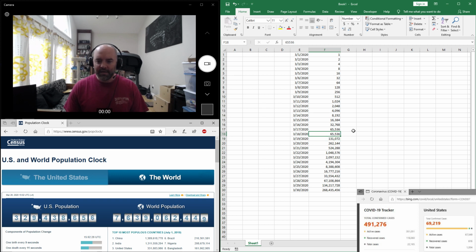Well, let's say that on day 19, everybody stays inside for one day. Nobody goes out, nobody infects anybody else. So we have 65,536. That just got a whole lot better on day 30. All right, let's say that we keep this up for 2 weeks or so.